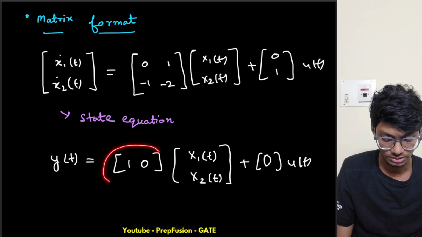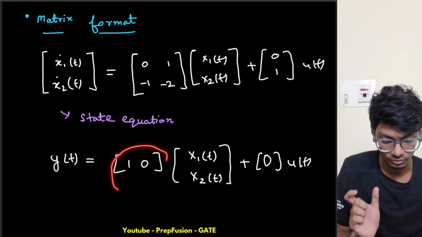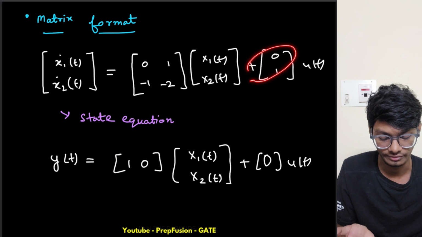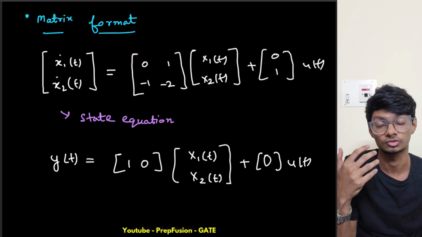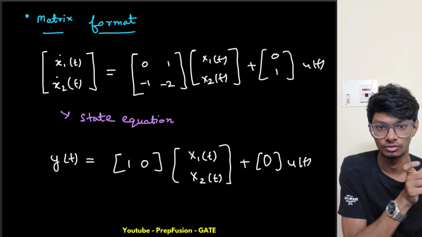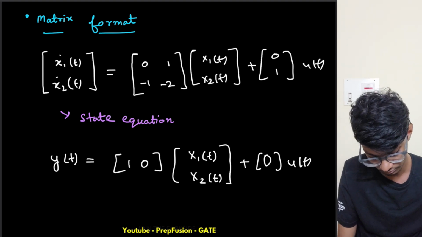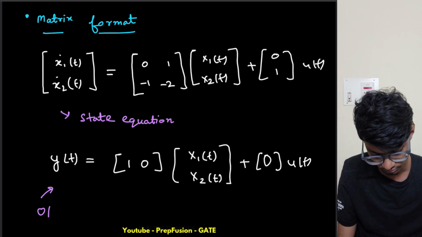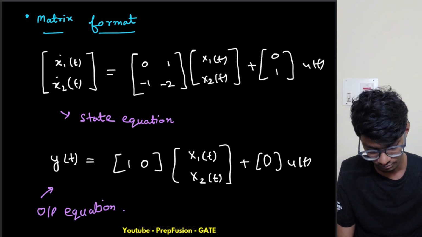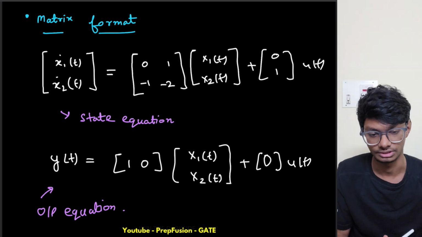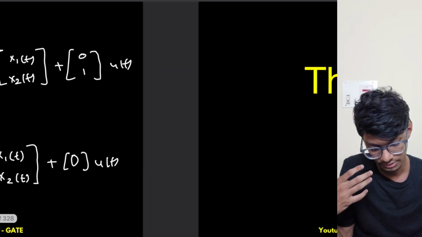So basically, why this is a row vector, why this is a column vector, and why this is a square matrix, we'll understand all of it in the next lecture. So this is the output equation. This is the output equation basically. So that's it for this lecture.